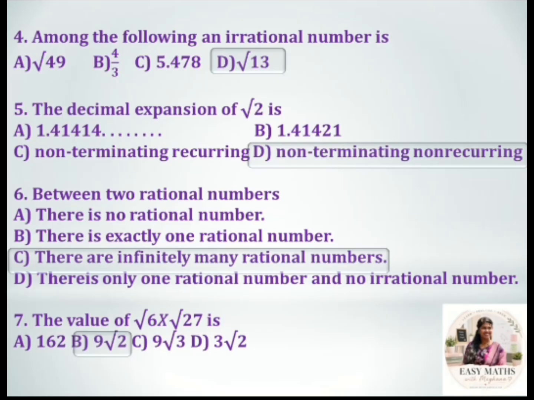Root 6 into root 27 is the value of root 6 into root 27. If you multiply root 6 into root 27, you will get the answer in the form of 9 root 2. So the correct answer is option B.